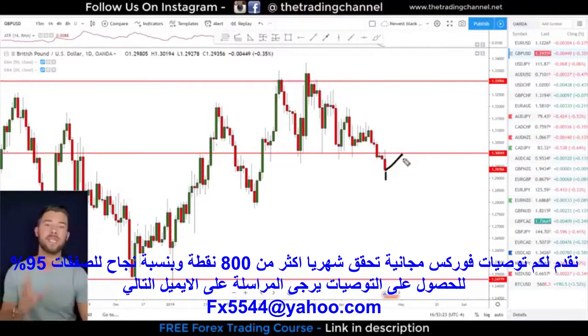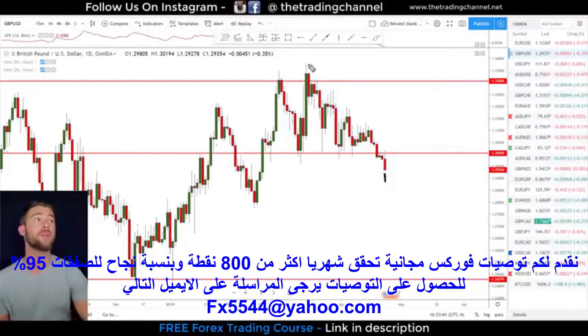Now, why is that? Let's go ahead and do our full three-step process once more. The reason is because currently, or not yet, but if we get a close below right here with this candle, then the pound dollar will be in a downtrend according to my analysis. Step one, identify the trend of the market on a high time frame, currently on the daily chart here on the pound dollar. So why are we in a downtrend?